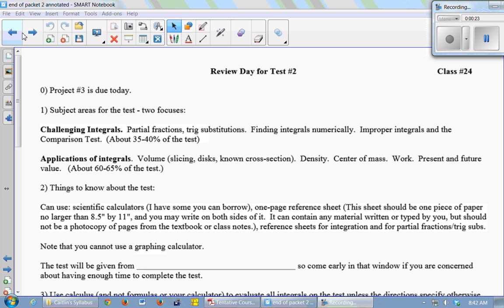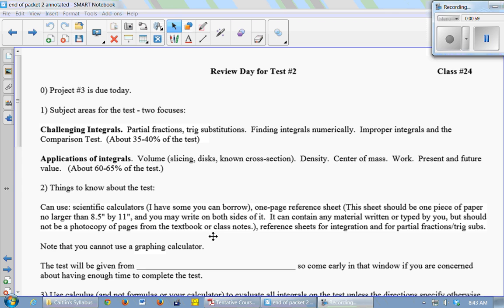We spent 2 or 3 days on volume, areas and volumes, by slicing disks, if you do a volume of revolution, volumes of known cross-section. So that is one big application of the integral, is finding volumes. And then we also talked about density, center of mass, work, and the present and future value of money. So all of those applications have to do with trying to find something big by slicing it up into small pieces and then adding them all up, and that makes an integral.